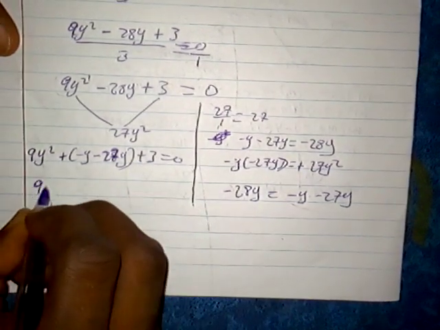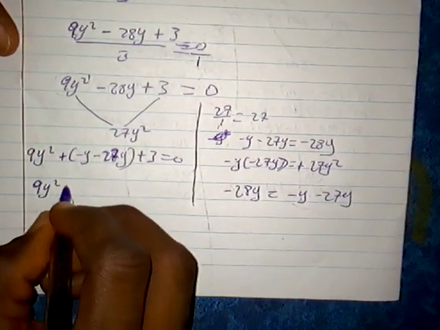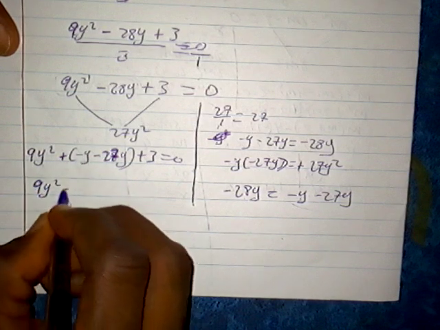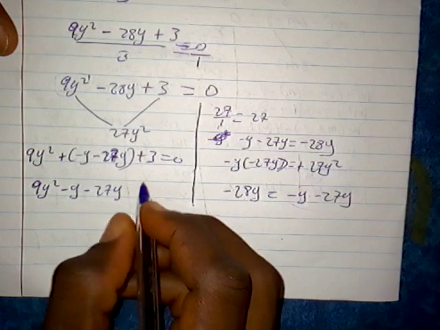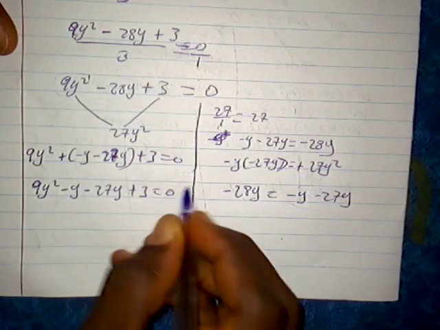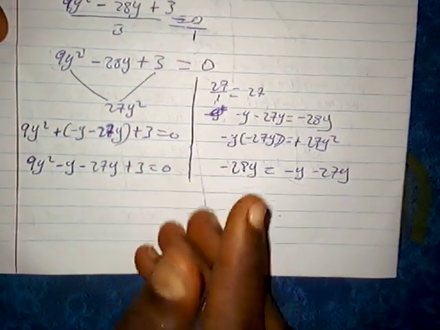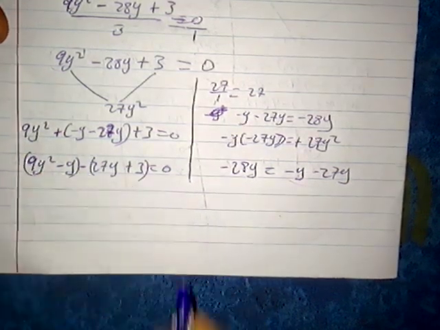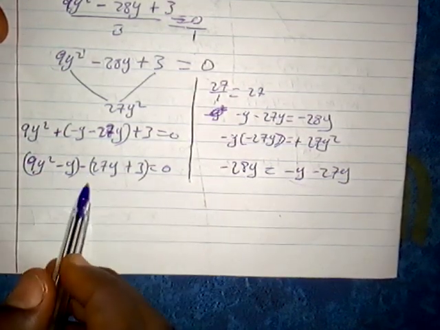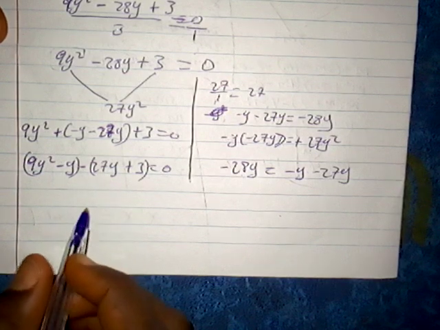So 9y squared plus times minus minus y plus times minus minus 27y, right? Plus 3 equals to 0. Is it understandable? What's next? We group them. Now we have two brackets. In these two brackets, we are coming to find what?